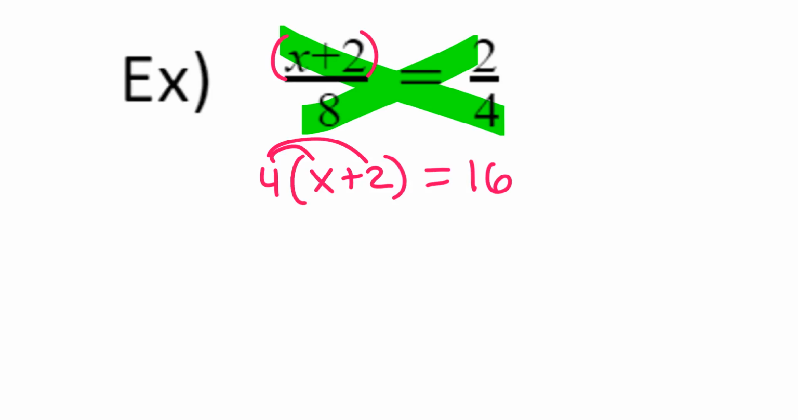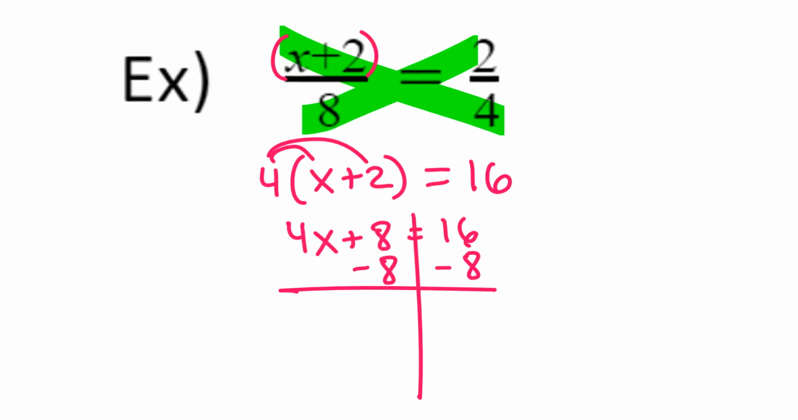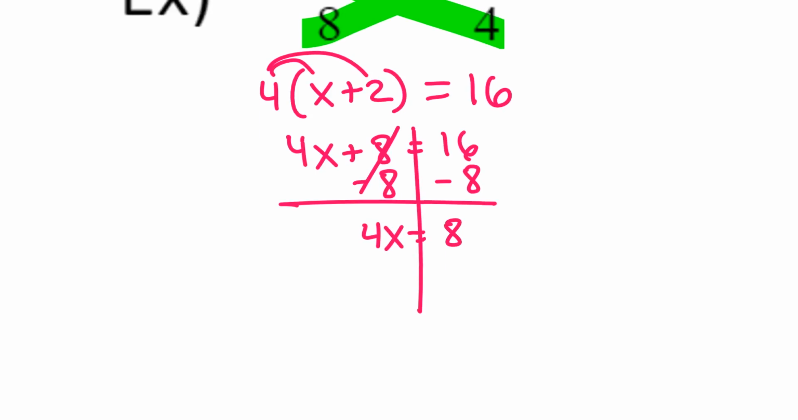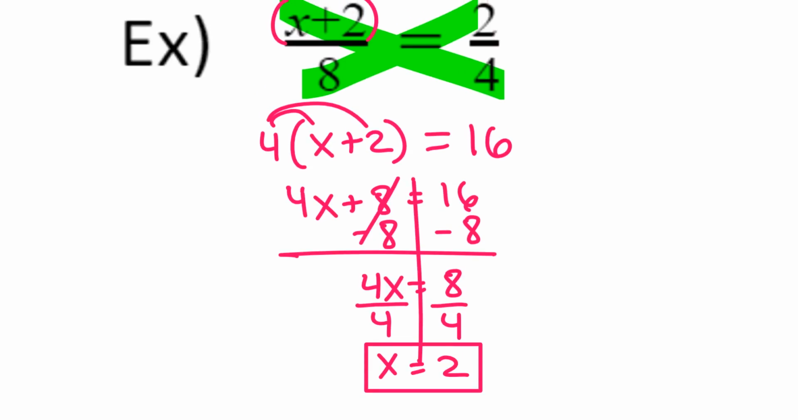Did anyone not get these? And what is 4 times 2? Now what do I do? Subtract 8 on both sides. What is 16 minus 8? 8. And then you divide by 4. X equals 2. This is the most simple stuff we've done all year.